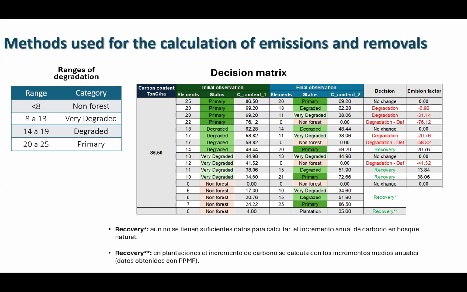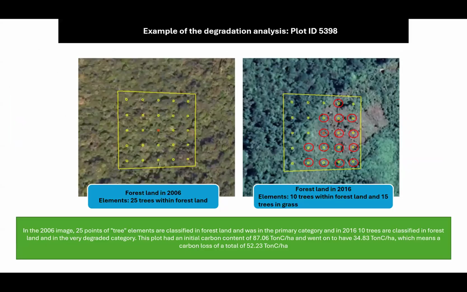And we see the three gradients of the initial observation for year one and three gradients of year two. And this table represents the theory of how we assign the carbon content for each of the plots that we have defined as degradation and recovery of forest degradation. And we see the same examples that we saw before.